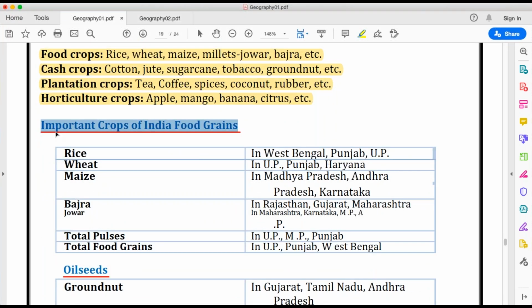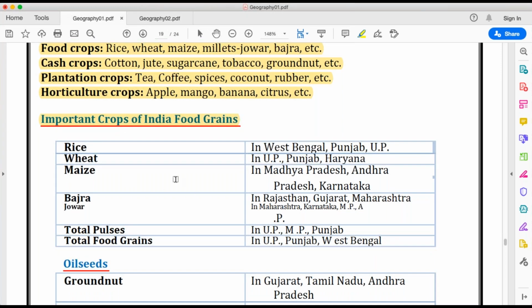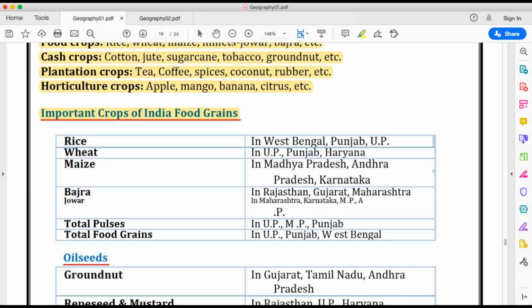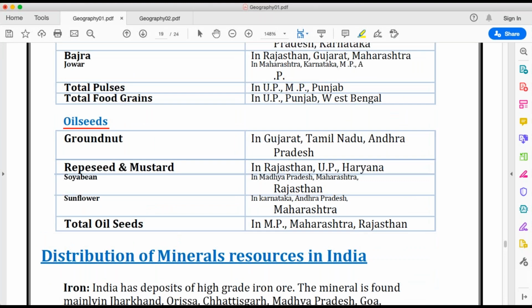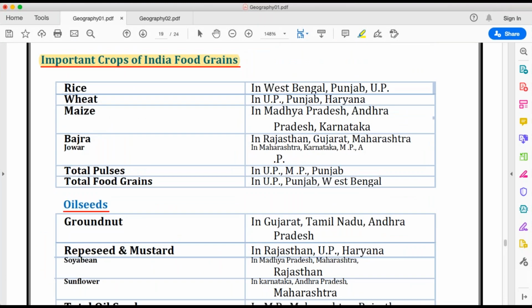Very important table, important crops of India, food grains. You have to remember all these in the best possible way. If I say rice, which states? If I say wheat, which states? And so on. Same with oil seeds, very important. These two tables are very important in your geography ebook. Please go through them very well.